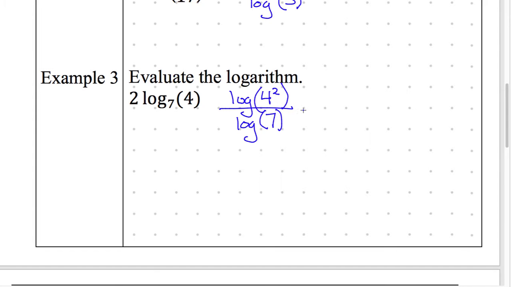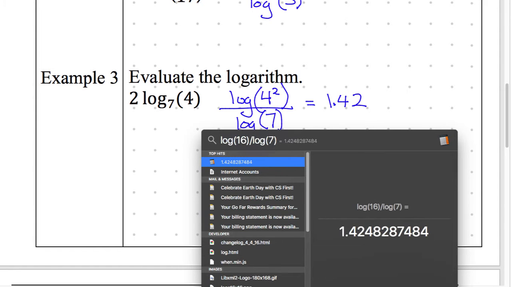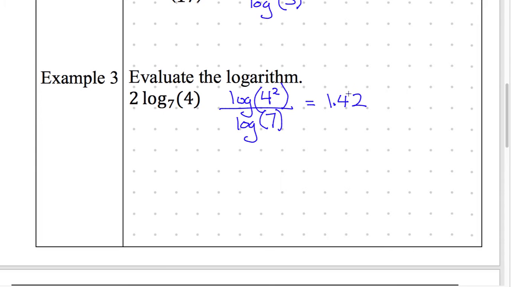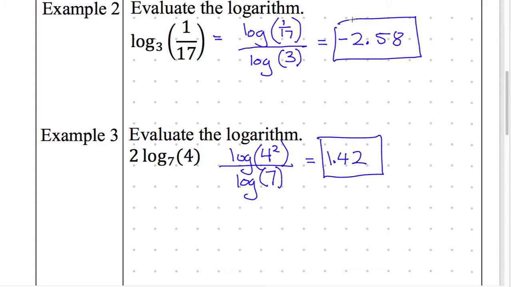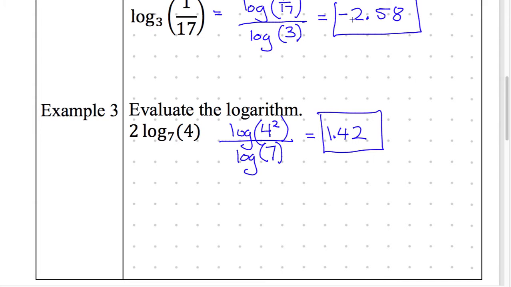Is there someone who got an answer to this one? I got 1.42. Let's see if everyone else can also get 1.42. I can enter it on mine as well. Log of 16 divided by log of 7. I indeed got 1.42. Does anyone have a question about why we did 4 squared, like why the 2 went up to the power? Everyone sees what's going on? All right.